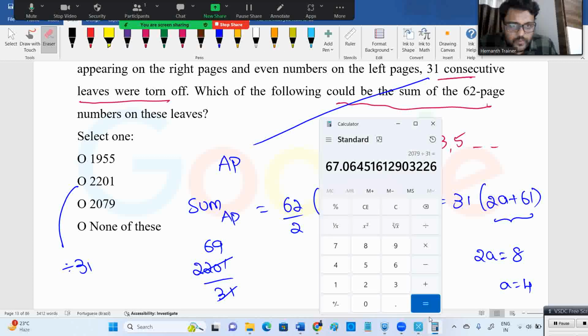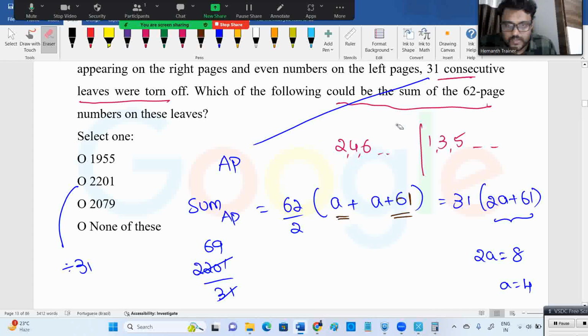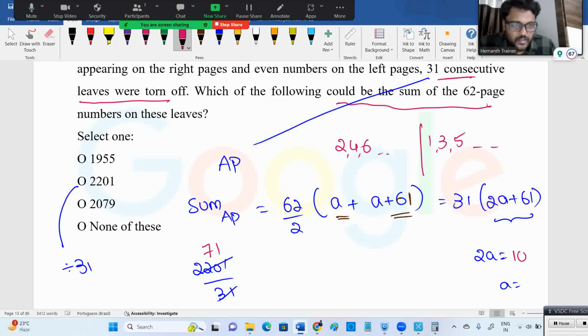And what's the answer here we got? 2201 divided by 31 is giving 71 for us. So when it gives 71, 2a should be equal to 10, a equal to 5, a odd number satisfied. Yeah, the option is 2201. Among the options only, we need to verify.